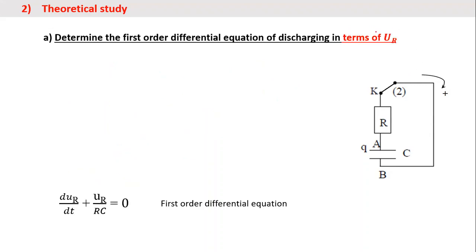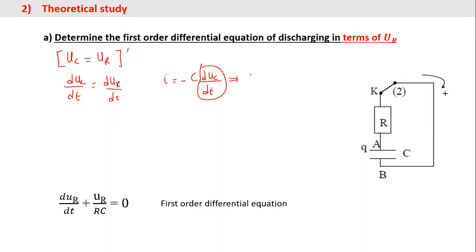At the end, in terms of UR, the same thing, UC equals UR. But here we want to still have UR. So we'll also do a derivative, and then we'll get duC by dt equals dUR by dt. And we know that I equals minus C duC by dt, which means that duC by dt equals minus I over C. So we'll do a substitution here also, or we can continue from here. And knowing that UR equals R times I, I can substitute I equals UR over R. So it will become minus UR over RC.